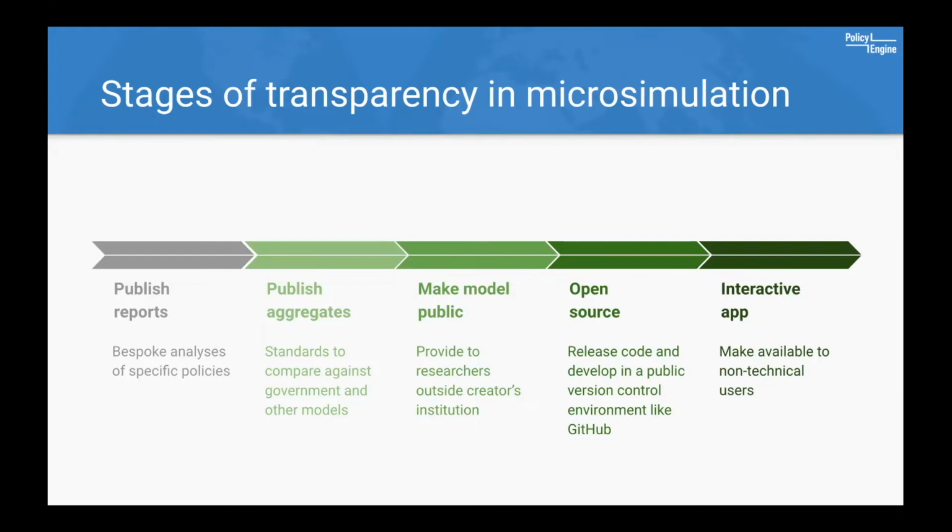From there, you can make the model public, so not just providing it to researchers within your institution, but opening it up. And then open source, of course, has lots of layers in between or within it, but releasing at least the code, and we think developing it in a public version control environment like GitHub is really important. And then we think the final step could be an interactive app so that anyone, regardless of their policy expertise, can engage with this model.